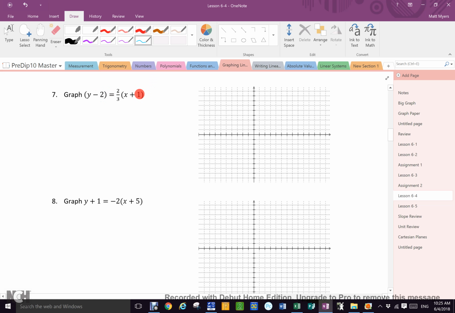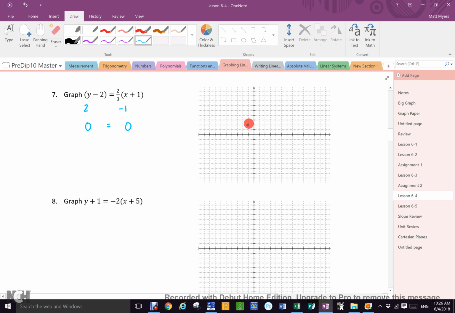Okay. Because if you don't, is this still equal? No. If you use 1 and -2, will this be equal? No. So you have to remember to switch the signs. Your x must be -1 and your y must be 2. Because 2 minus 2 is 0. -1 plus 1 is 0. 0 equals 0 because 2/3 times 0 is still 0. So I put the point on my graph at -1, 2.